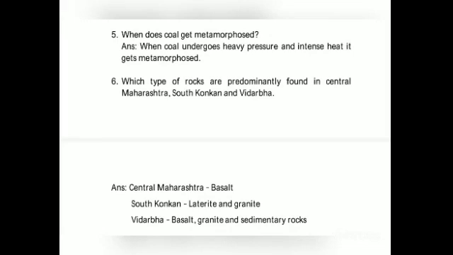Next question. Which type of rocks are predominantly found in central Maharashtra, South Konkan and Vidarbha? Central Maharashtra, we can find basalt. South Konkan, we can find laterite and granite. And in Vidarbha, we can find basalt, granite and sedimentary rocks.